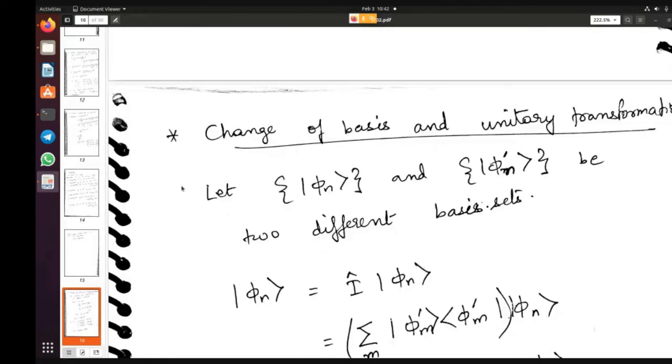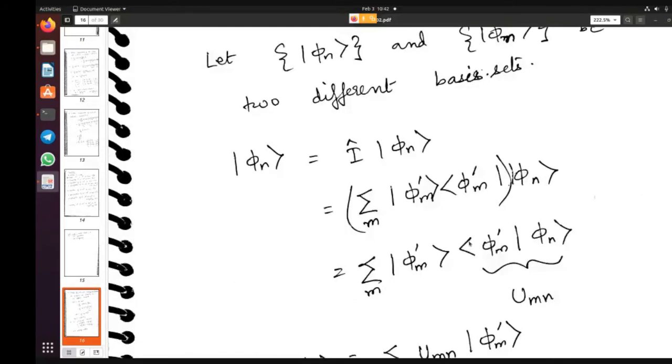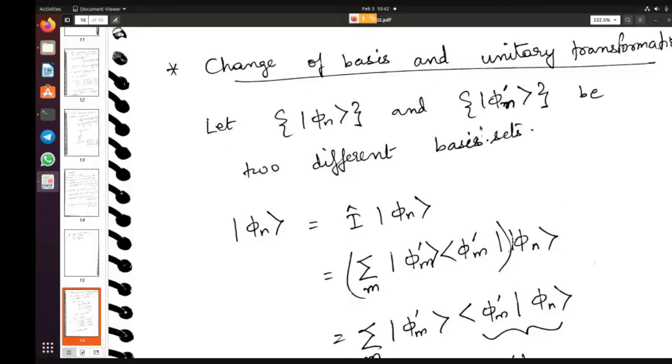So now we are going to look at change of basis and unitary transformation. Let phi n and phi n dash be two different basis sets. If they are two different basis sets, it means they are basis sets of two different operators. Then each phi n can be represented in terms of the other basis set. Here it is phi n, but this is just a dummy index, so you can always change it.